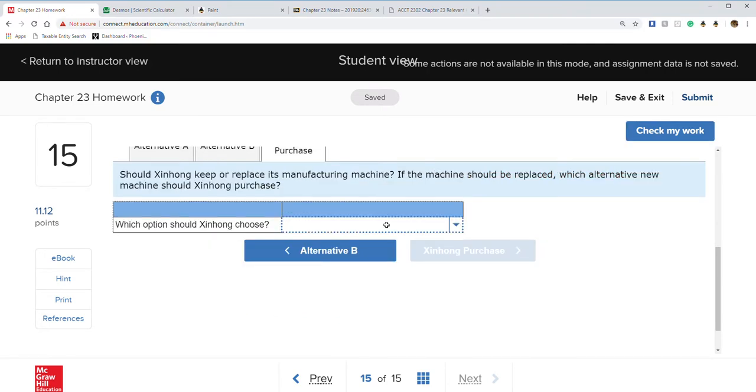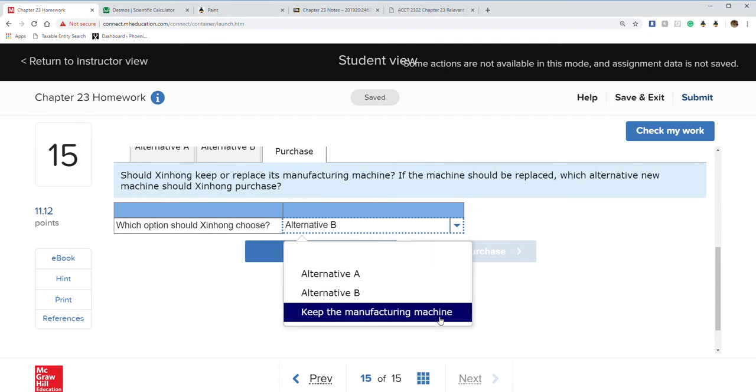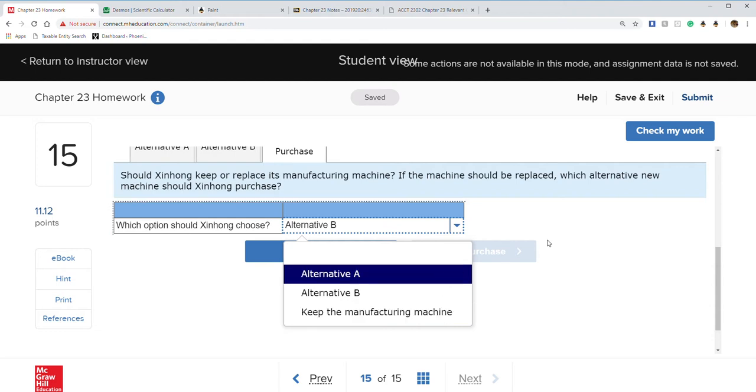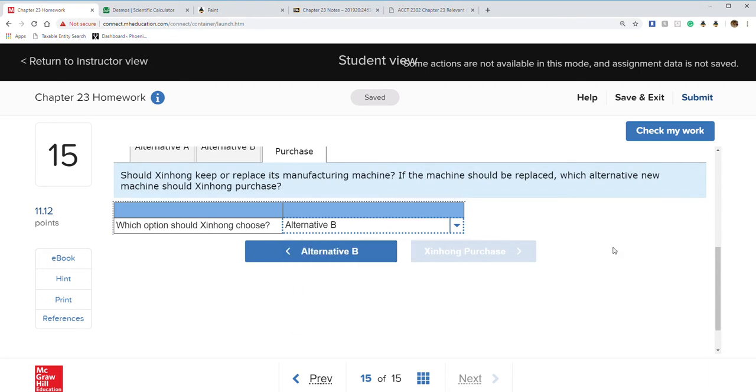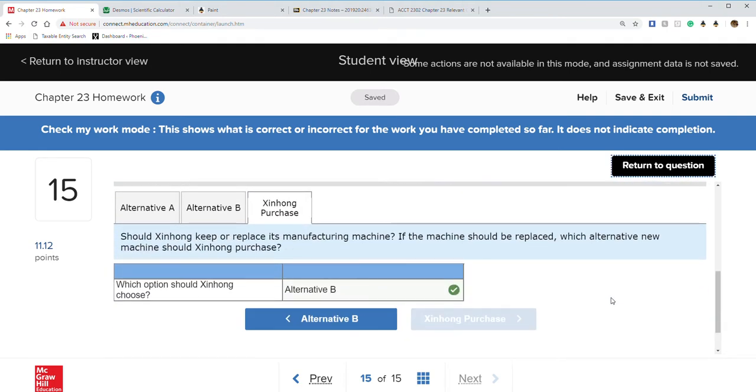So, which option should they pick? Which one made the positive? Well, alternative B. Now, if both of them were negative, we would keep the manufacturing machine. If A was positive, B wasn't, we would keep A. If both of these were positive, we'll take the greater of the two. Check my work. Complete. Answers complete.